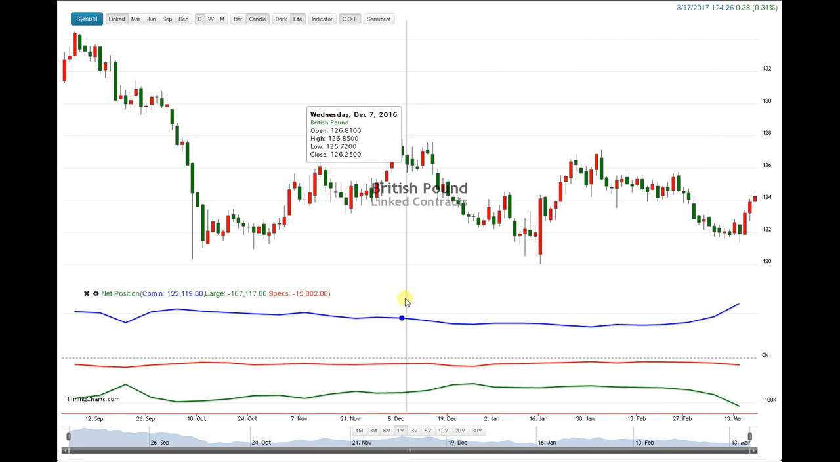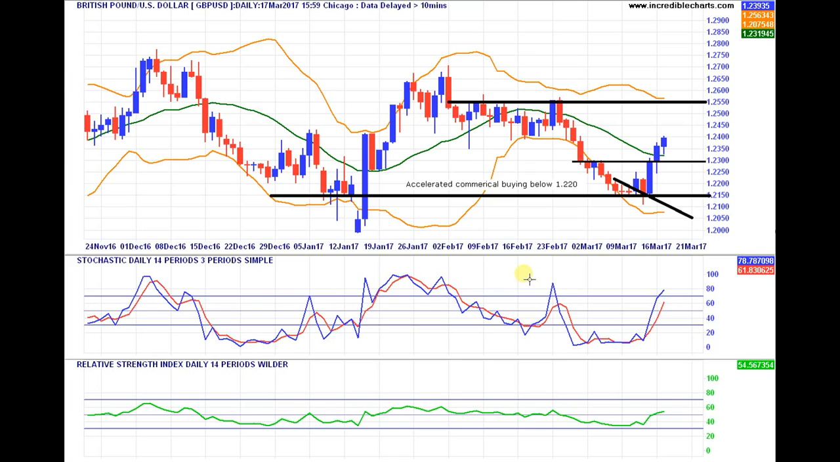Now, what I want to do is switch to another chart. I'll show how we timed entry in this pair and where we think it could be going. Now, we did note on the other chart we had accelerated commercial buying below 122. It starts as we get below 123, speeds up below 122. This red candle finds support at 121.50. This one does as well, and this one. Okay, and this is the third one we like the look of.